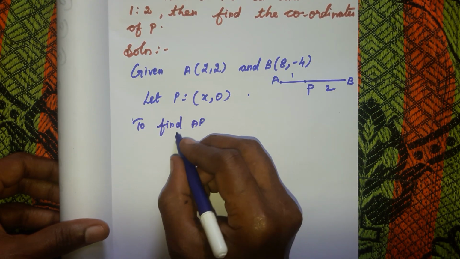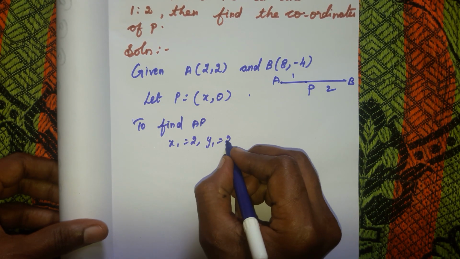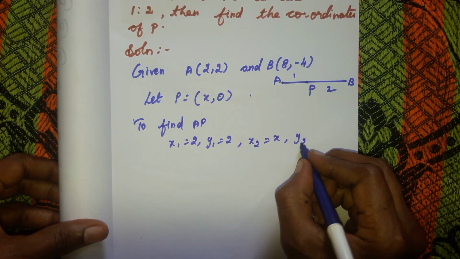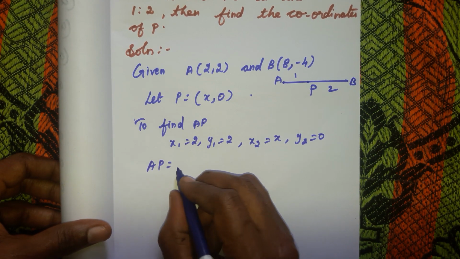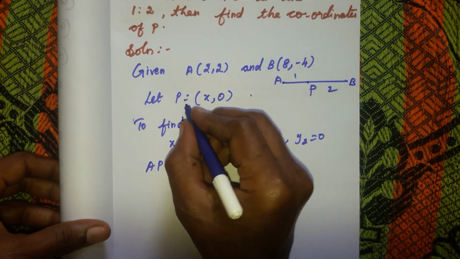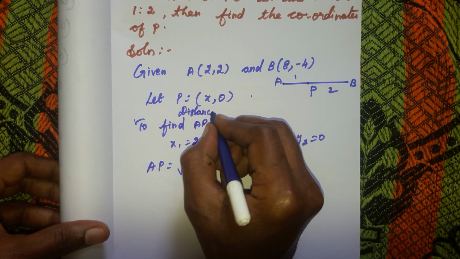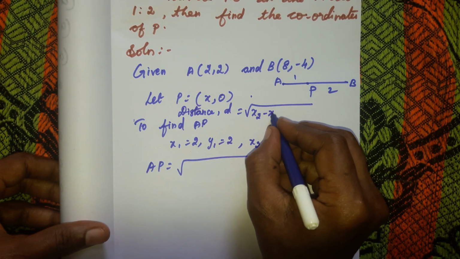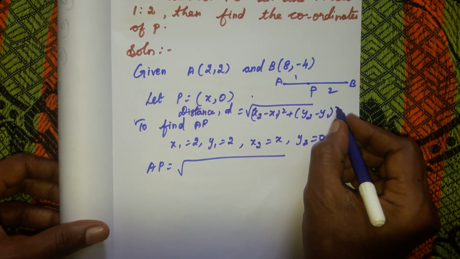To find AP, x1 is equal to 2, y1 is equal to 2. x2 is equal to x, y2 is equal to 0. Next, AP is equal to root of x2 minus x1 the whole square plus y2 minus y1 the whole square. That is the distance formula: d is equal to root of x2 minus x1 the whole square plus y2 minus y1 the whole square.